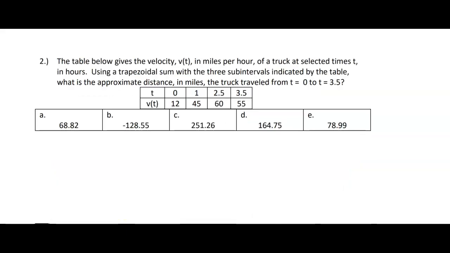All right, let's go ahead and take a look at number 2. So the table below gives the velocity in miles per hour of a truck. It's selected times t in hours, and we're going to use a trapezoidal sum with the 3 subintervals indicated by this table, and we want to approximate the distance in miles that the truck traveled from 0 to 3.5. All right, so trapezoid sums work like this.